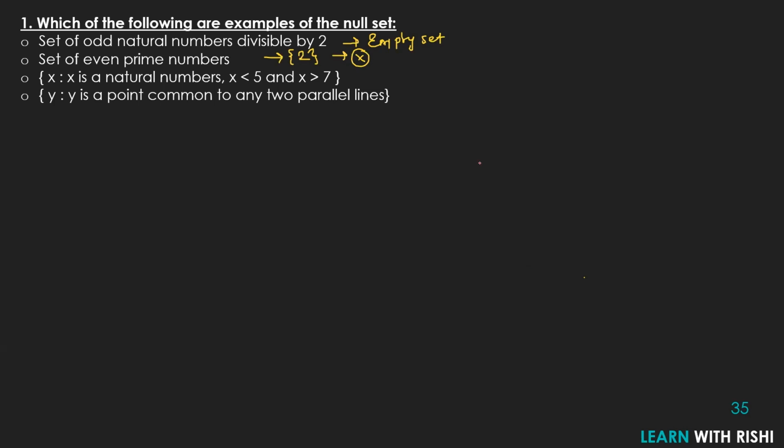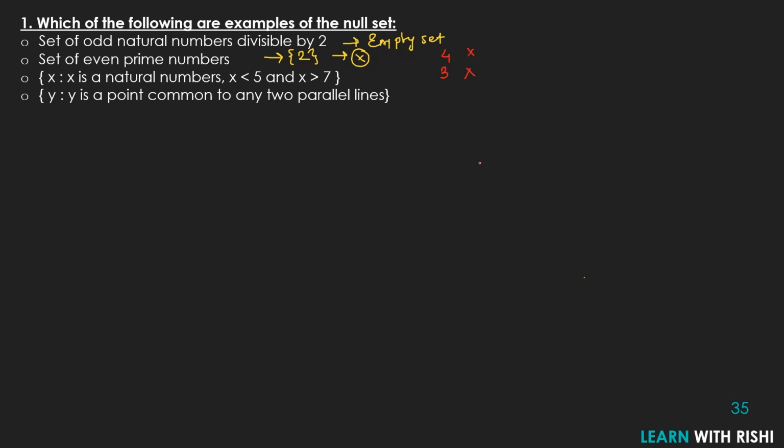The set of all x such that x is a natural number, x is less than 5 and x is greater than 7. Now, let us say x is less than 5. So let us consider 4. 4 is less than 5. But is it greater than 7? No. Then 3 is less than 5. Is it greater than 7? No. So there is no number which is simultaneously less than 5, also greater than 7.